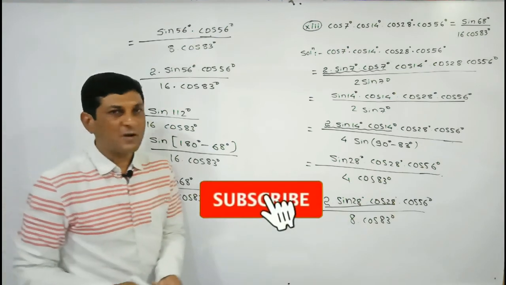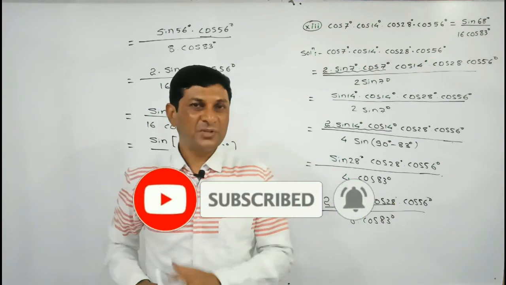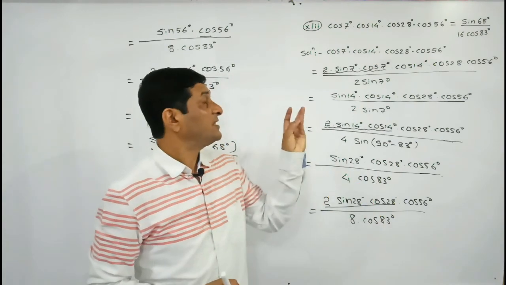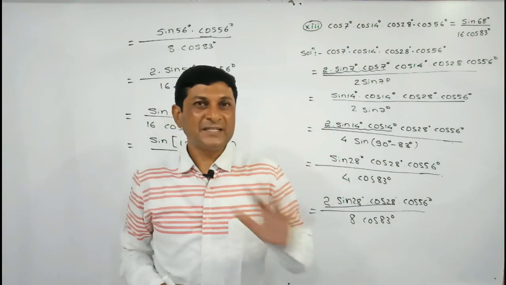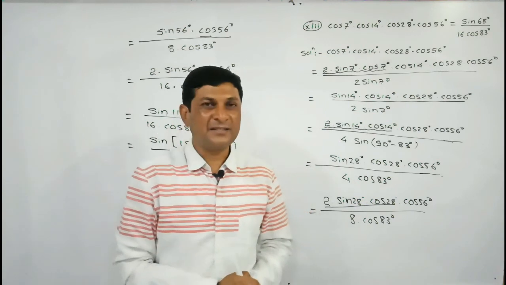In this way we have completed the first 13 examples from question number 3. So total 19 examples are there, means now 14th, 15, 16, 17, 18, 19, means total 6 examples are remaining. So these 6 examples we will discuss in the next lecture.